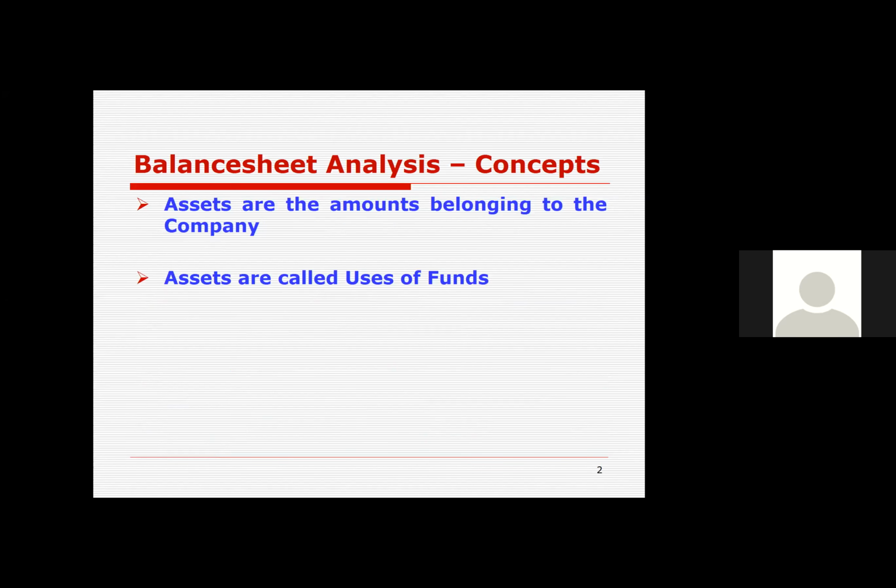Coming to assets, assets are the amounts that belong to the firm or company, whatever you call. Assets are called the uses of funds. That is very important. You should understand the liabilities are the sources of fund, that is from where it is coming, and it has to be given back to those people. The assets are where they sourced the fund from somewhere and they have used it somewhere. So the uses of funds is the assets, the source of funds is the liability.